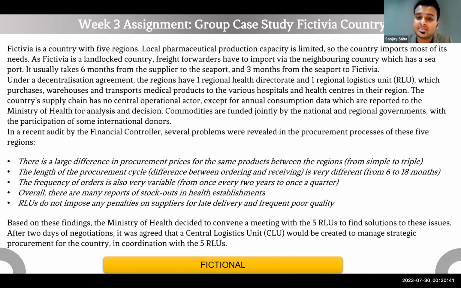The length of the procurement cycle is different. It varies from 6 to 18 months, so a very large difference. The frequency of orders is also very variable. Some regions are ordering every quarter, while some regions are ordering every 2 years from the international suppliers. Overall, across all 5 regions, there are many reports of stockouts.